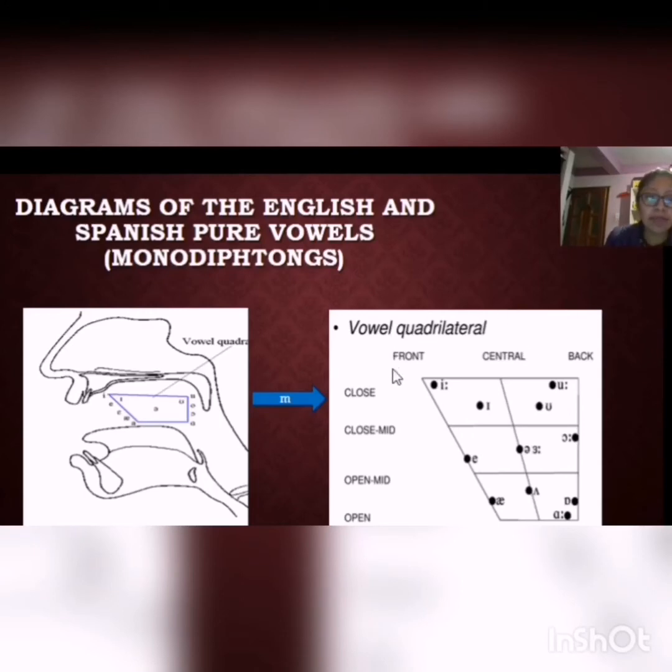Now here, on the other side, we've got the degree of rising that we already said before. So we have closed vowels, closed mid vowels, open mid, or open vowels. Closed mid are also called half closed, and half open in this open mid label.